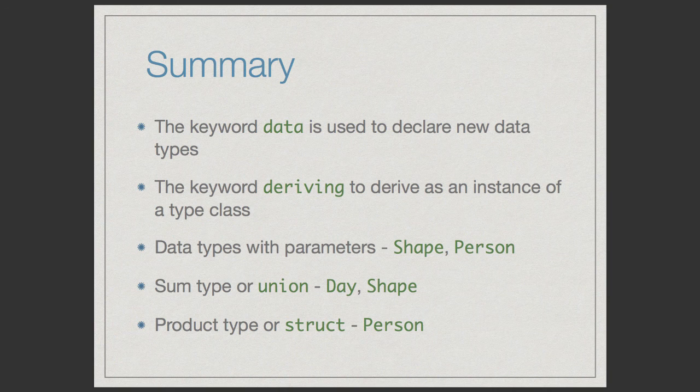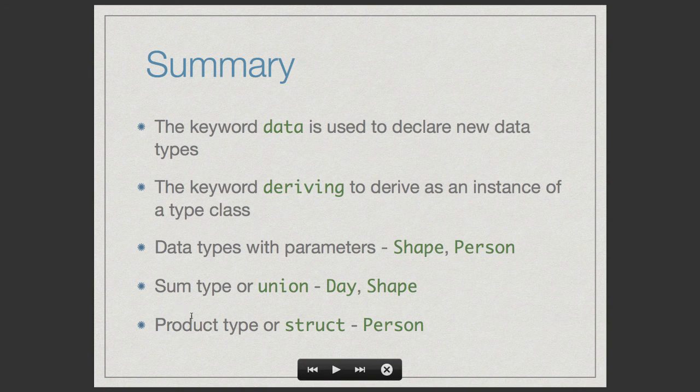To summarize, we've seen simple ways of defining new data types. The keyword data is used to declare new data types. The keyword deriving is used to derive the data type as an instance of a type class. And typically, the standard functions that are supposed to be defined on types of the type class are defined by default. For instance, equality, order, show, etc. Then you can also define data types with parameters, as in the example of shape, person, etc.